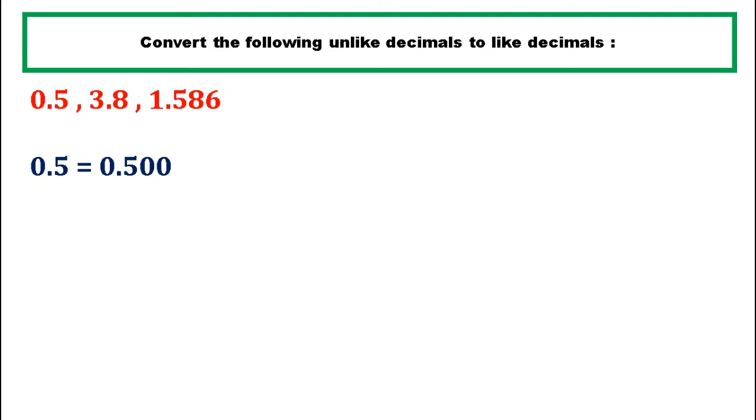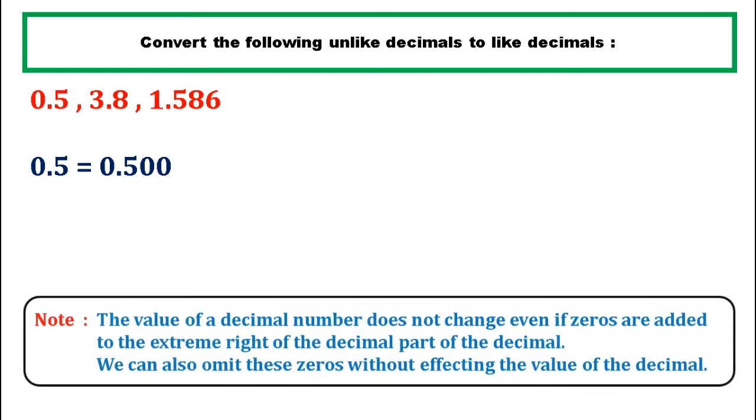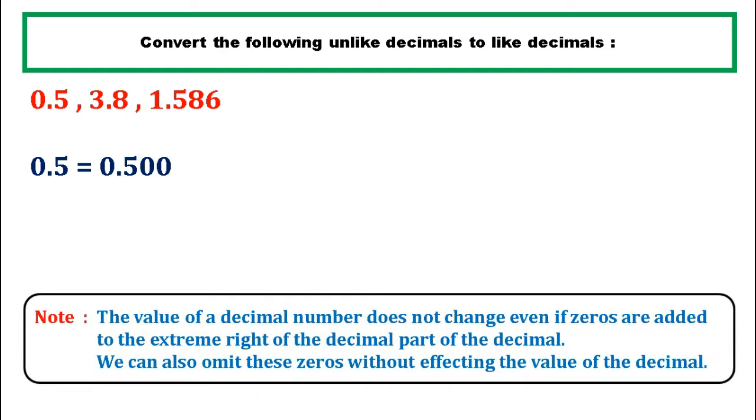Let us see how. So, in case of the first number, that is 0.5, we can make it into like decimal by adding two zeros after the digit 5. So 0.5 becomes 0.500. We need to know that the value of a decimal number will not change if zeros are added to the extreme right of the decimal part of the given decimal. We can also cancel these zeros without affecting the value of the decimal.